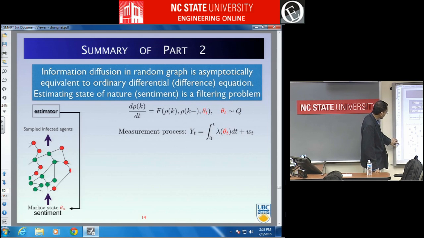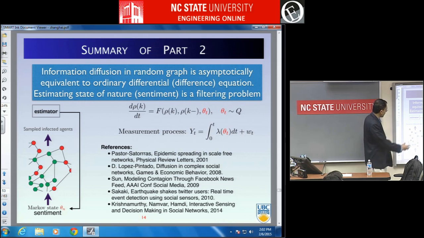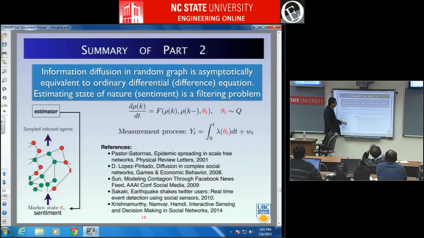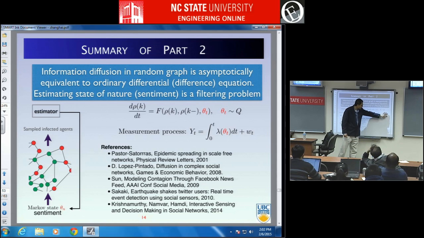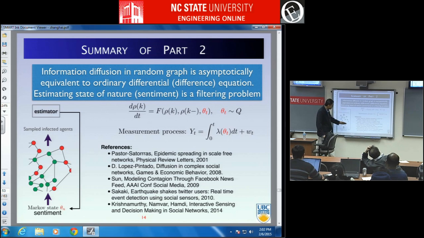So anyway, that's all I wanted to say about the filtering part, where you can actually estimate the propagation over a large random graph by modeling it by a differential equation. You can sample from this graph. It's noisy, whether you use expectation polling or intent polling. And you have a filtering problem now. You want to estimate the sentiment given noisy measurements. This is basically a filtering problem. And you can do this pretty nicely.